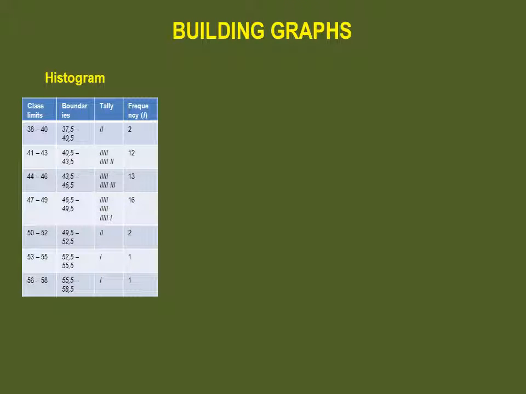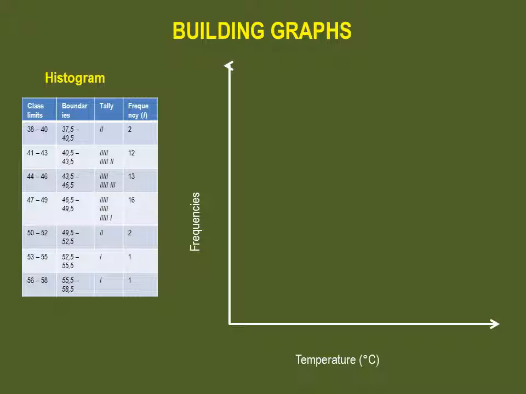Now that we have the boundaries, we can build our histogram. First, we must draw the x-axis, which is the horizontal axis, and then the y-axis, which is the vertical axis. Make sure they are always labeled, including units when it's adequate. Then, we add the scales for the frequencies and the class boundaries. Finally, we draw the bars using the frequencies for our heights.